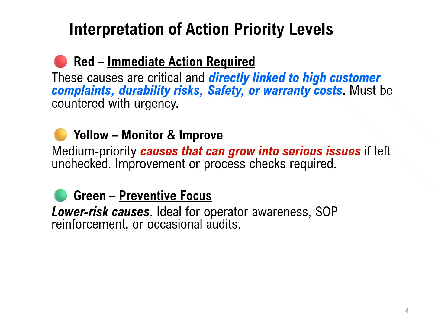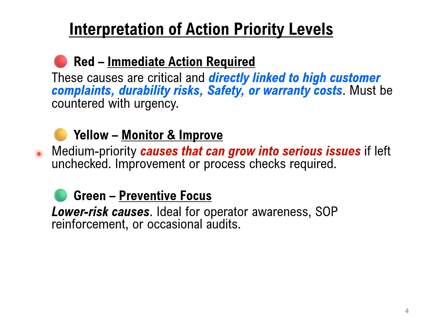The action priority levels shown in the causes and countermeasure have three distinct marks: red, yellow, and green. Red means immediate action required. These causes are critical and directly linked to higher customer complaints, durability risks, safety, or warranty costs. Therefore, they must be countered with urgency.